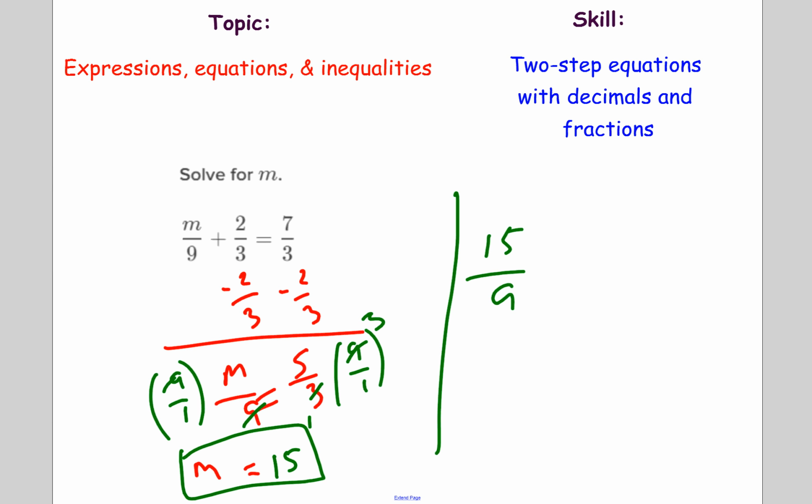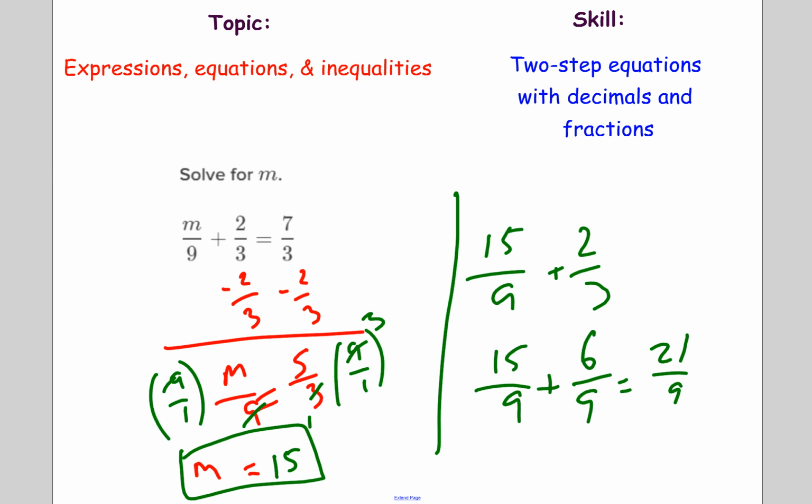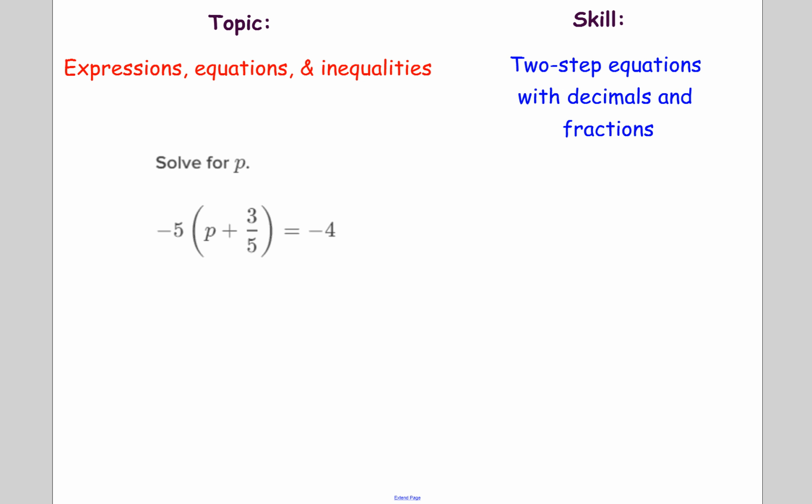15 over 9 plus 2/3. Well, common denominator would be 9, so this would be 15 over 9 plus 2/3 would be 6 over 9, which is 21 over 9. Uh-oh, that doesn't match that. Well, it's not simplified. If I simplify 21 and 9 by 3, 21 divided by 3 is 7. 9 divided by 3 is 3. So I get 7/3, and yep, that matches what I had there, so it works out. All right, let's try one more, I believe.